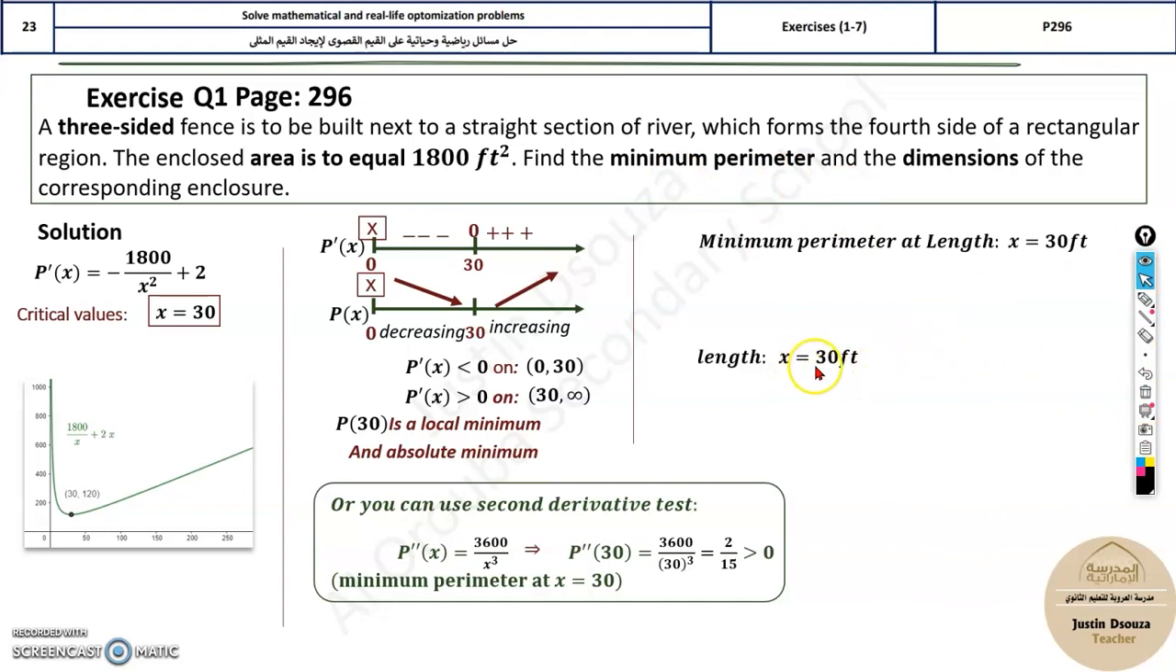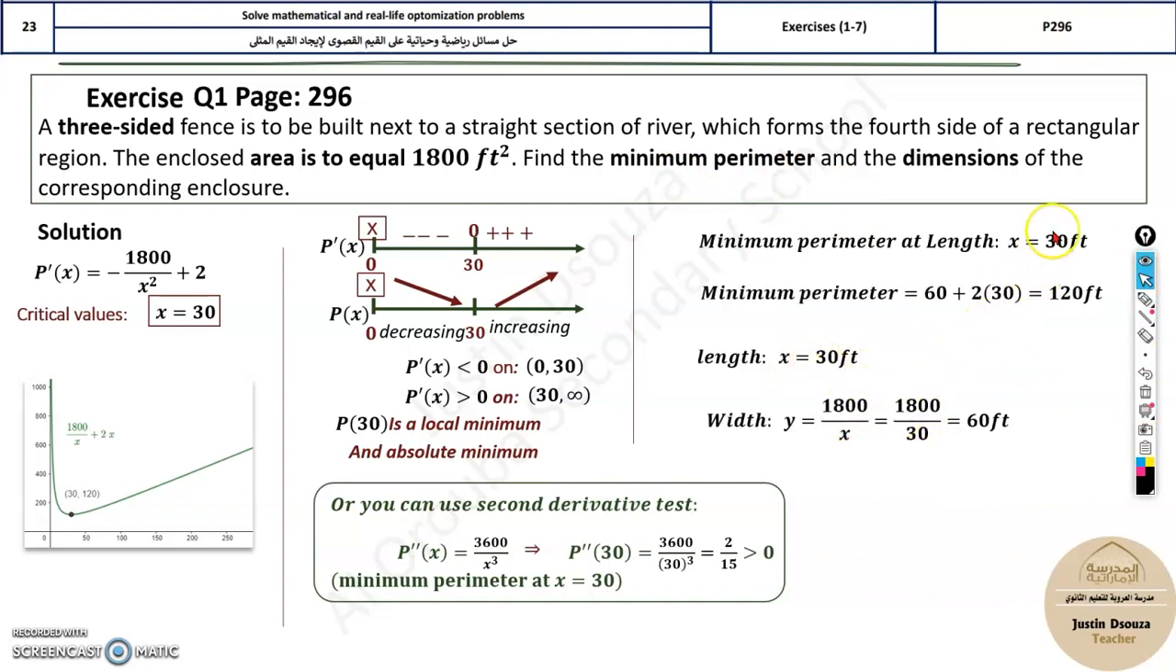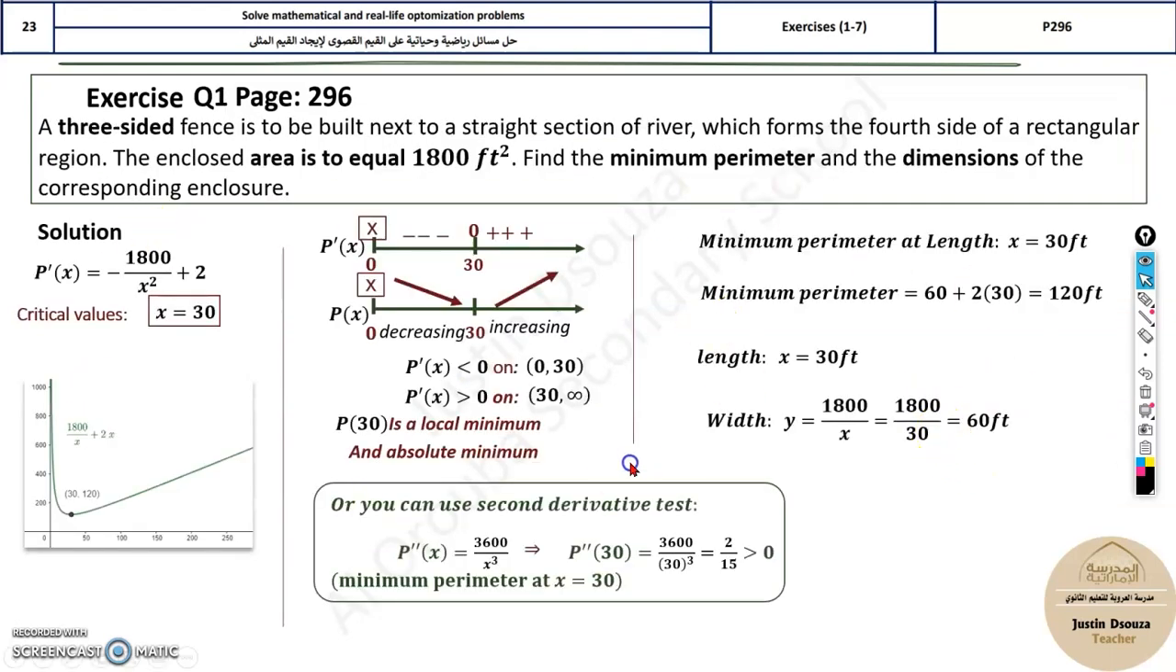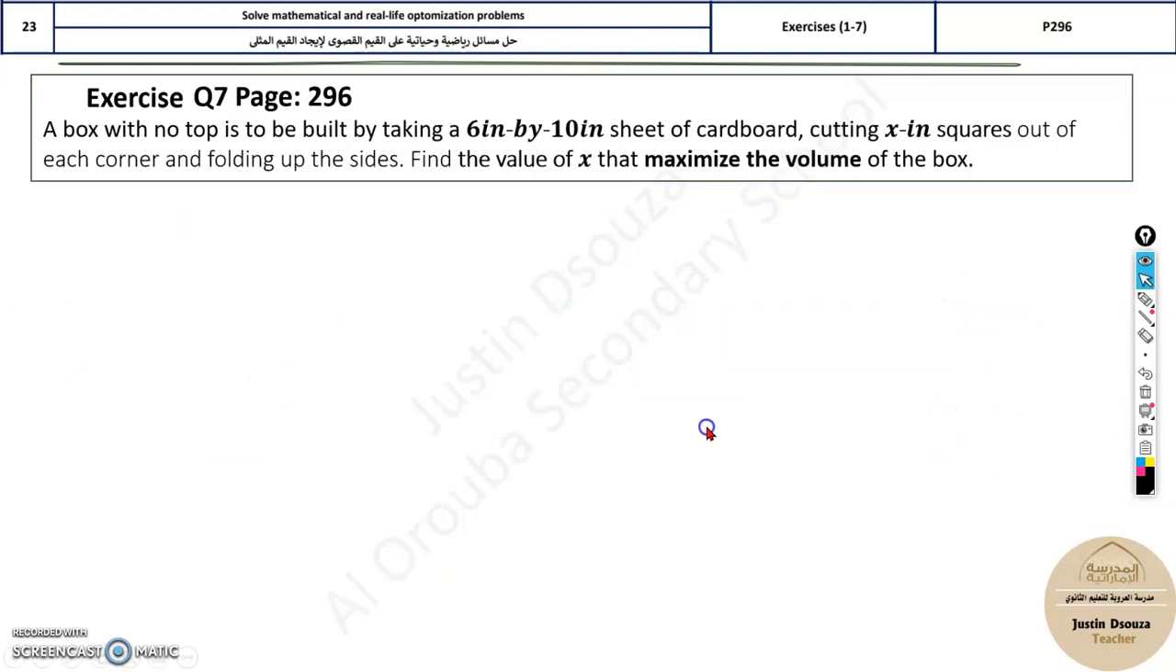So the length is x equal to 30 feet. Then we can find the width because we know it's 1800 divided by x. So the width is 60 feet. So this is how we can easily solve the problem. I hope you understand this. It's all these steps. Now we'll go to the next problem as well, because this is a little bit different.